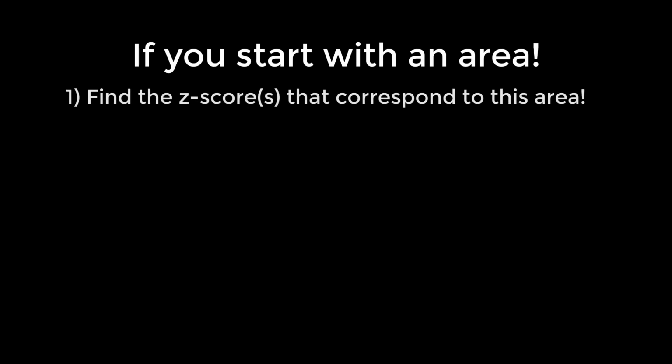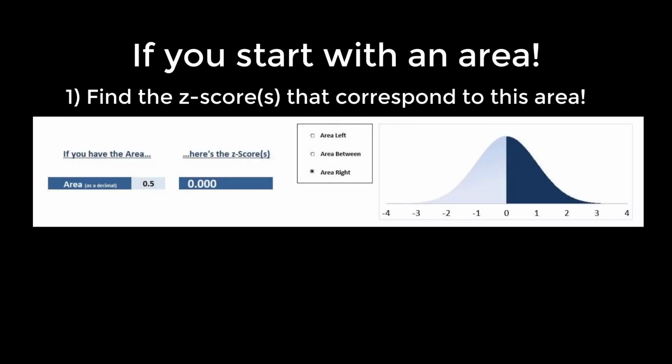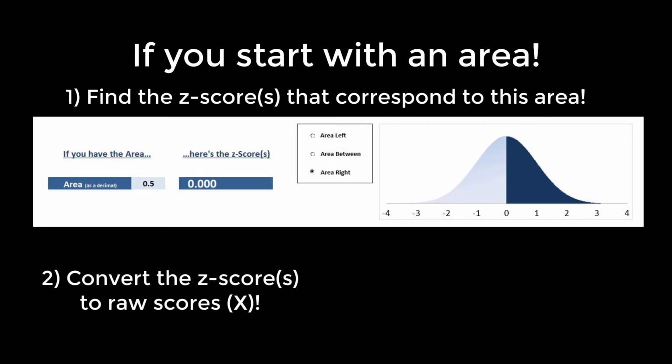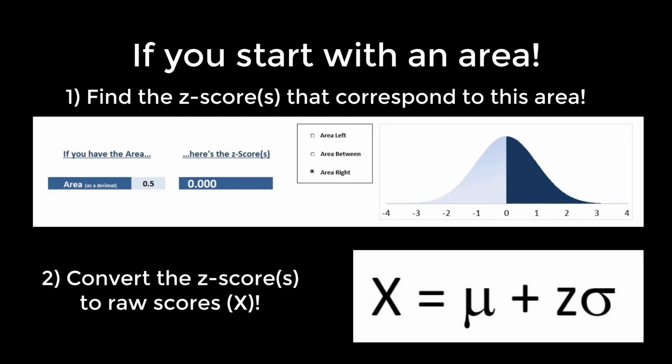For example, we've seen ones where you actually start with the area. So if you start with an area, the first thing you want to do is start in the calculator, because you need to find the Z-score or scores, depending on how many you need, that go along with that area. Make sure that when you put the area in, it's in a decimal, okay? And then the calculator will know if you need two based on the selection that you use in the buttons. And then all you got to do is use our good buddy formula that we derived earlier to convert the Z-score into a raw score.